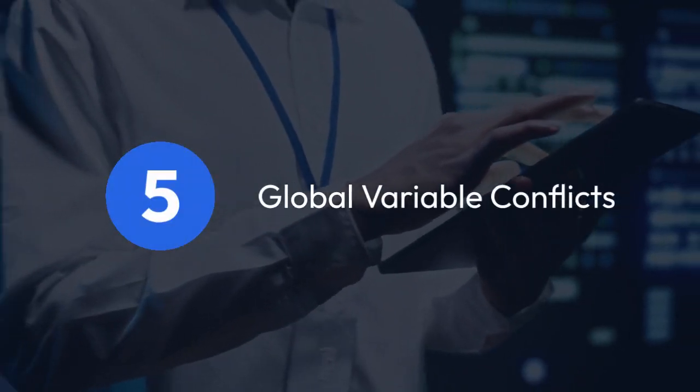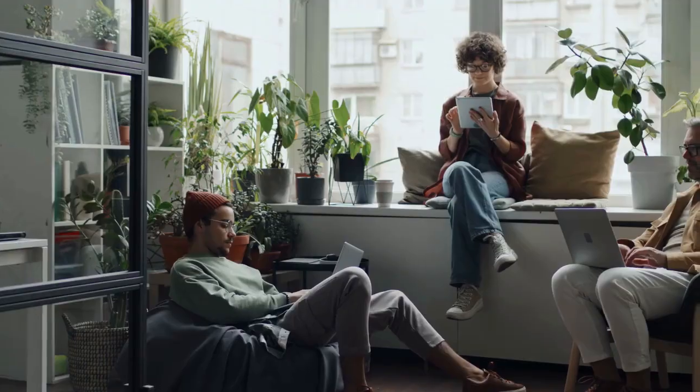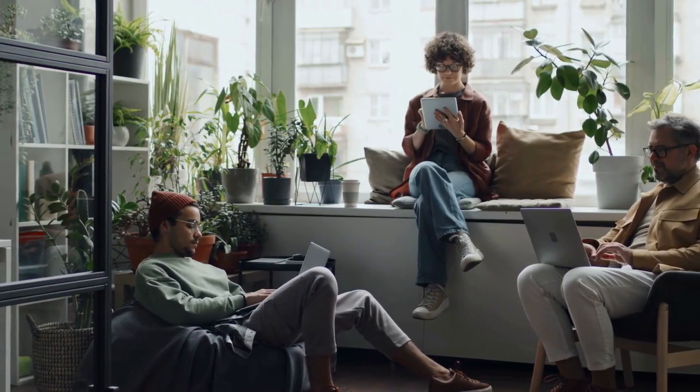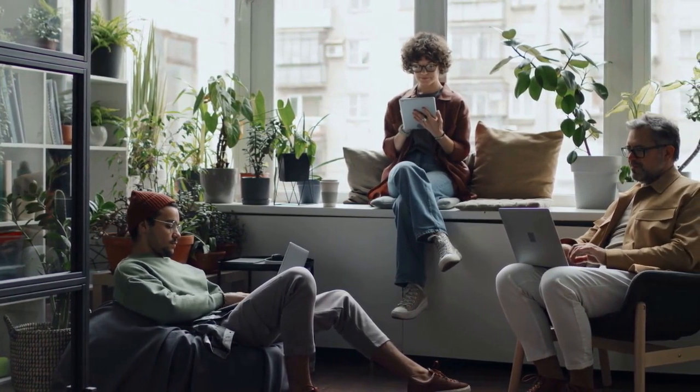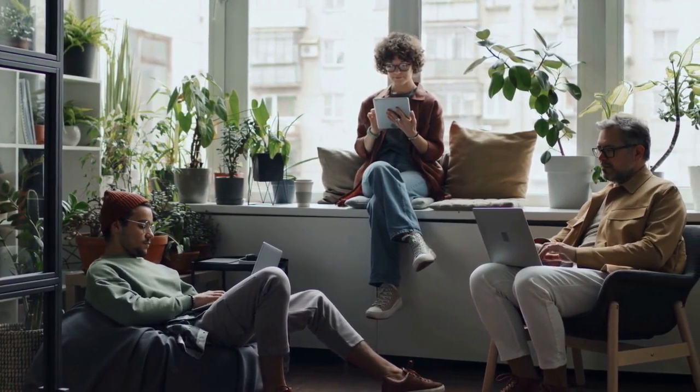5. Global variable conflicts. In rare cases, conflicts with other global variables might interfere with the proper initialization of the Google Maps API. Review your code for any potential naming conflicts that could shadow the google object or its properties.